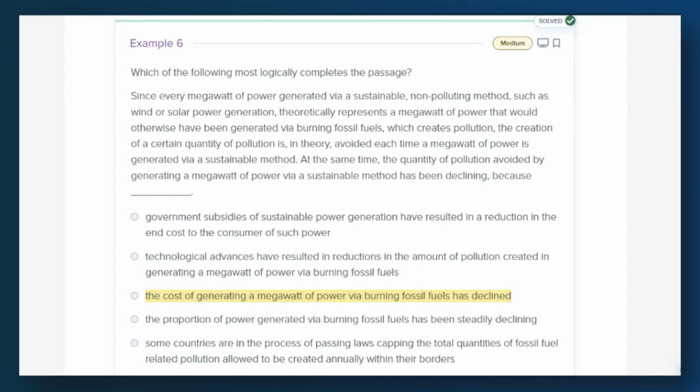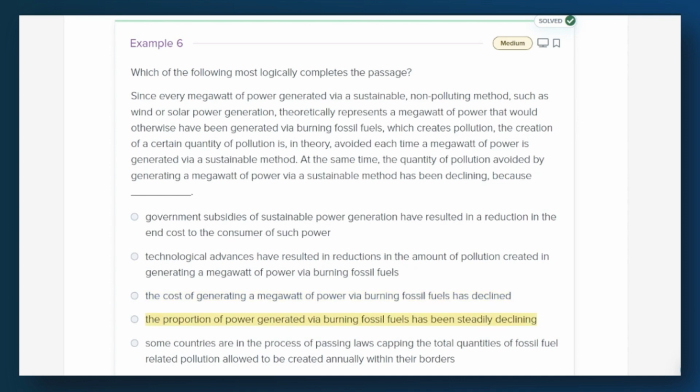C, because the cost of generating a megawatt of power via burning fossil fuels has declined. Again, we're not concerned with cost here, just the relative pollution megawatt to megawatt of different methods of generating power.